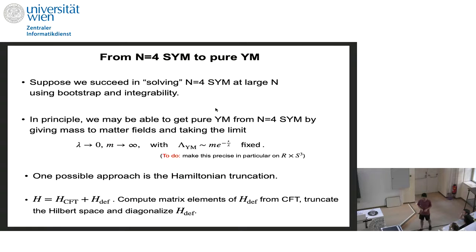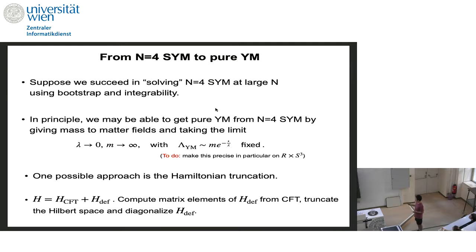Suppose we succeed, okay, we are not yet at that stage. Suppose we succeed in solving N=4 super Yang-Mills in the large N limit using integrability and bootstrap. In principle, once you get that data, we may be able to get pure Yang-Mills from N=4 super Yang-Mills by giving mass to all the matter fields, including fermions and scalar fields, and taking the limit in which the coupling goes to 0 and the mass goes to infinity, keeping the QCD scale, like the scale of the Yang-Mills, fixed, which is essentially given by this expression.